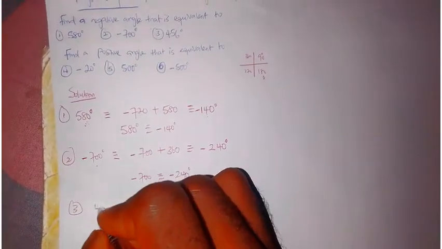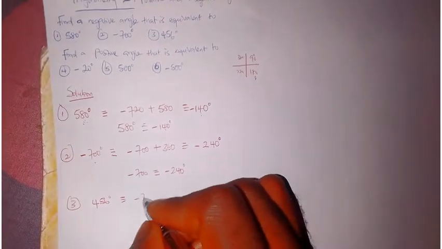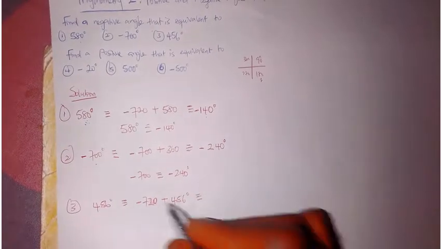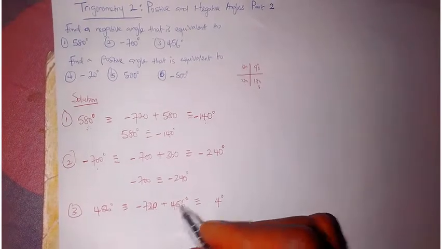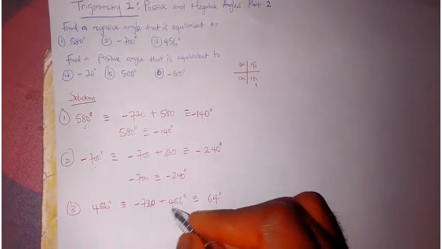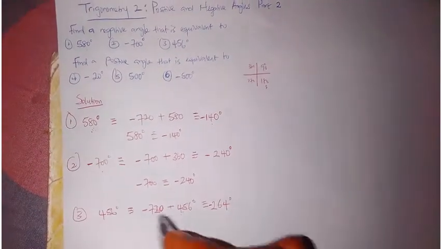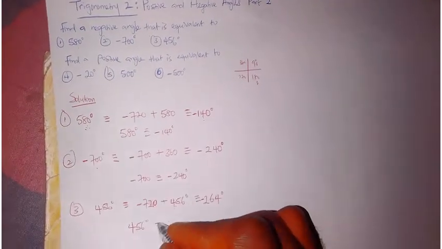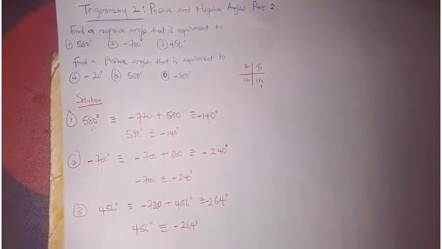For question 3, we're given 456 degrees. The same idea: it is equivalent to minus 720 plus 456 degrees. This gives me 4, this gives me 6, this should be 264 degrees. So that's minus 264 degrees. So automatically I'm going to have 456 degrees to be equivalent to minus 264 degrees in that case.